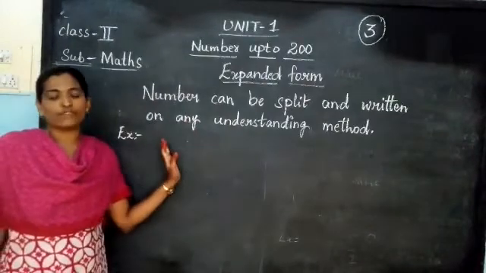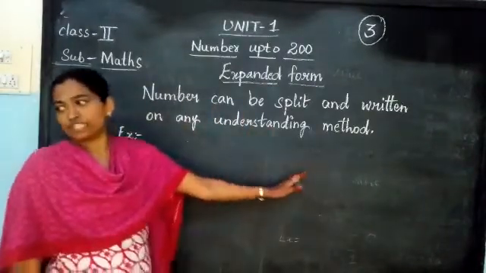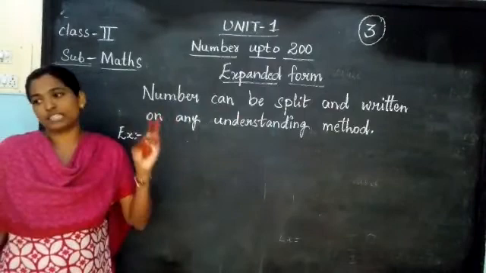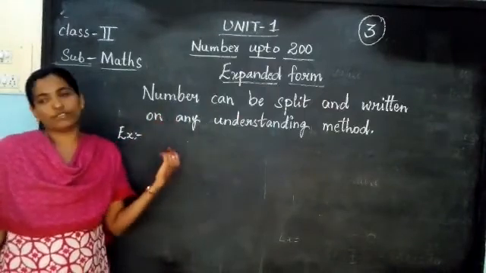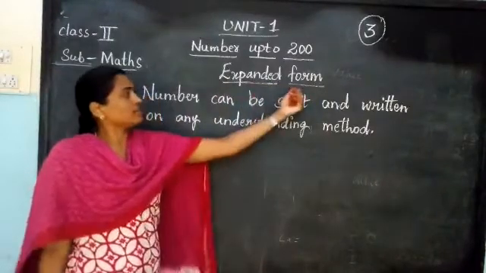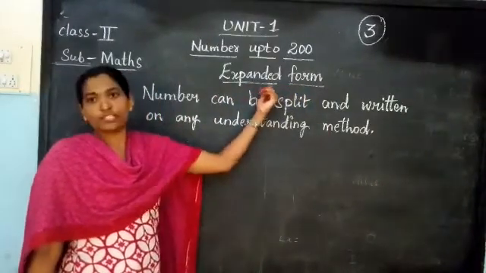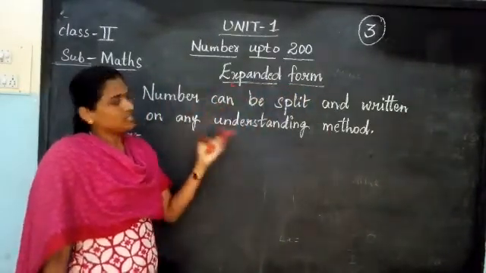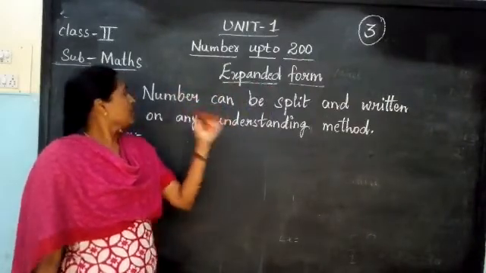Face value is different from place value. In place value we have values ones, tens and hundreds. Now next we will go to the next topic, that is expanded form. Expanded form means we have to expand the numbers into 3 parts, that is ones, tens and hundreds.